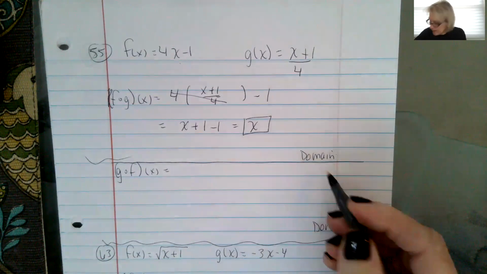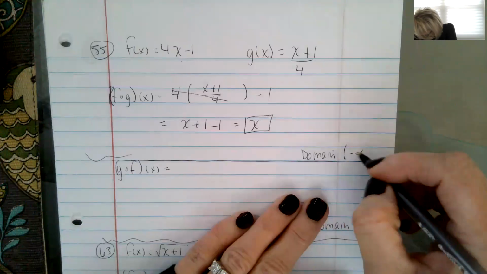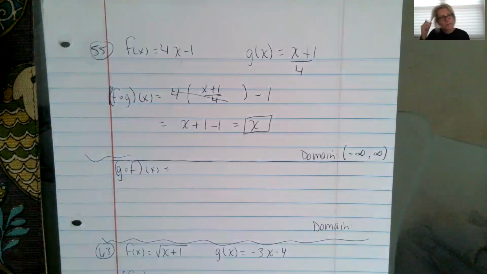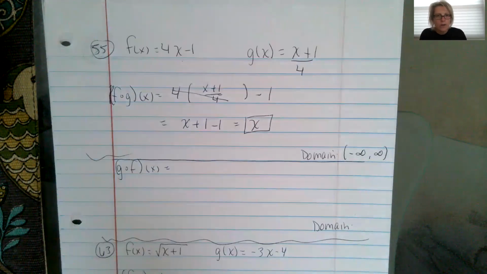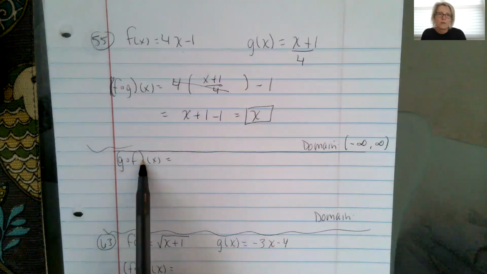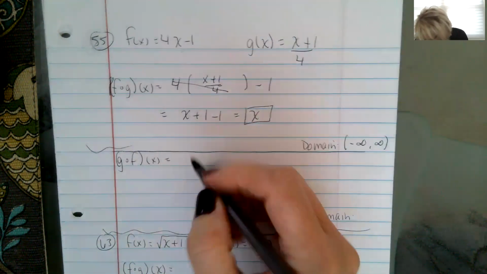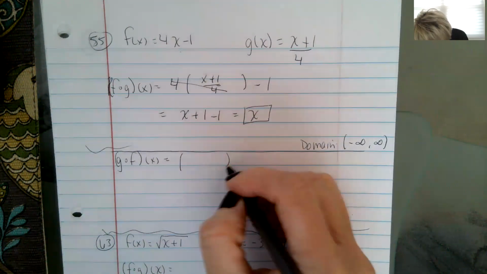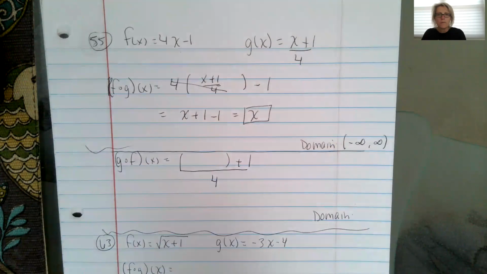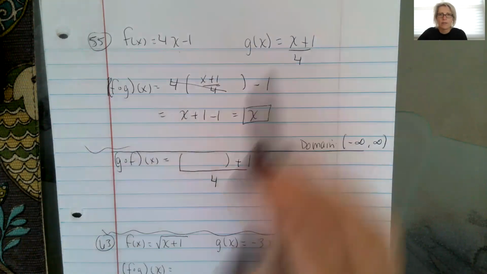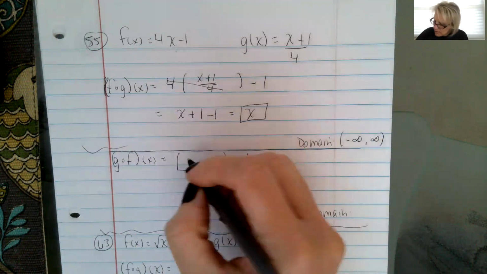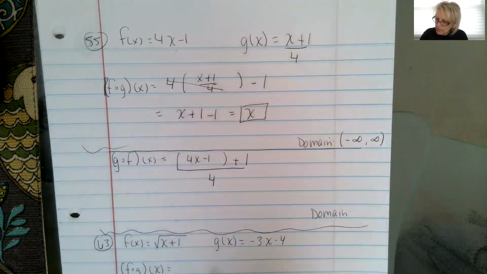So my domain is going to be all real numbers, negative infinity to infinity. I can put anything in for x. Now let's look, they want us to do g composed with f. So now g is my big function. So I have something plus 1 over 4. My big outline is the g function, something plus 1 over 4, and that something is my f function. So my f function goes in there.